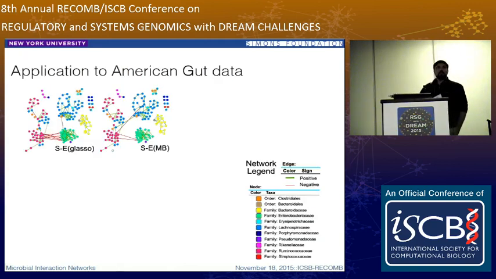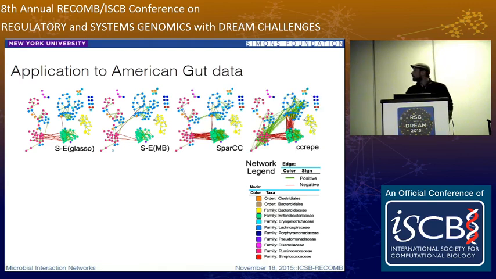Okay, so how does this work? For instance, if we apply this to the American gut, one of the large projects here in the US, these are 2 types of networks we infer. There are 2 different algorithms that underlie Speakeasy, here colored by family and order. Okay, and if we compare this to the competitive methods, Spark and Creep, they infer similar networks, but they are much denser. Most probably there are a lot of false positives in there.